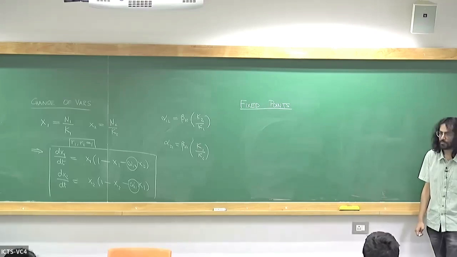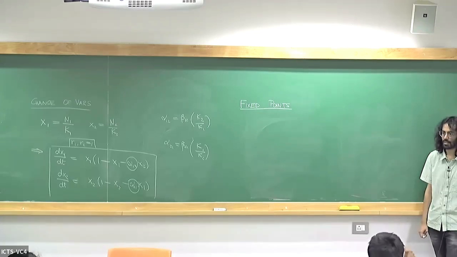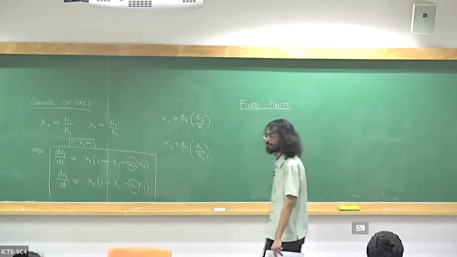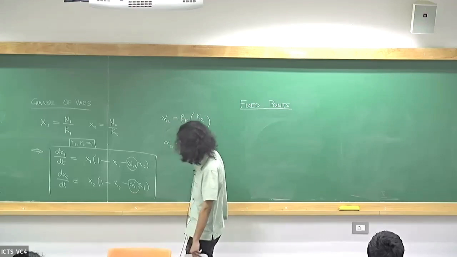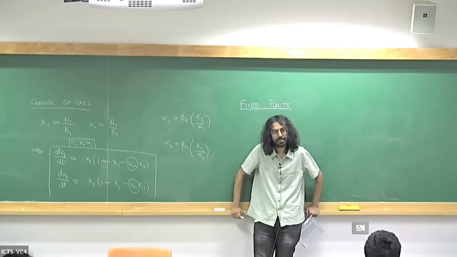Okay, how many fixed points? Ready? 3, 2, 1. Okay, I would say many people are saying 4. Can someone give me the rationale for 4? 0, 0, 1, 0, 0, 1.